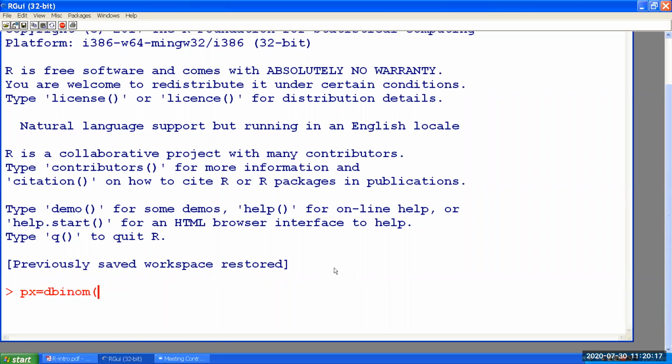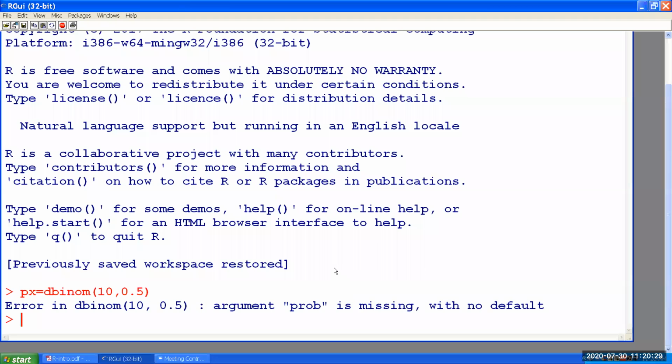In dbinom, we have to give the first n value. The n value is, for example, 10. Next, we have to give the probability value, 0.5, for example. Now you can see, let me see.